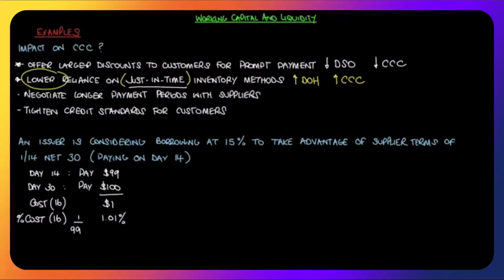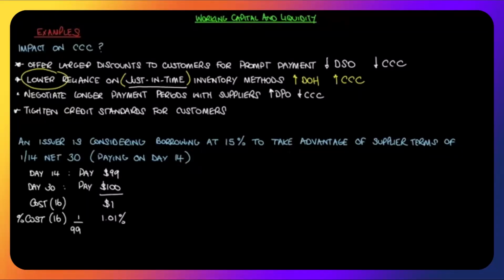Thirdly, you could negotiate longer payment periods with suppliers. Longer payment periods with suppliers will increase your days of payables outstanding. You take longer to spend your cash. That reduces your cash conversion cycle, reduces the gap between paying out and receiving cash from customers.